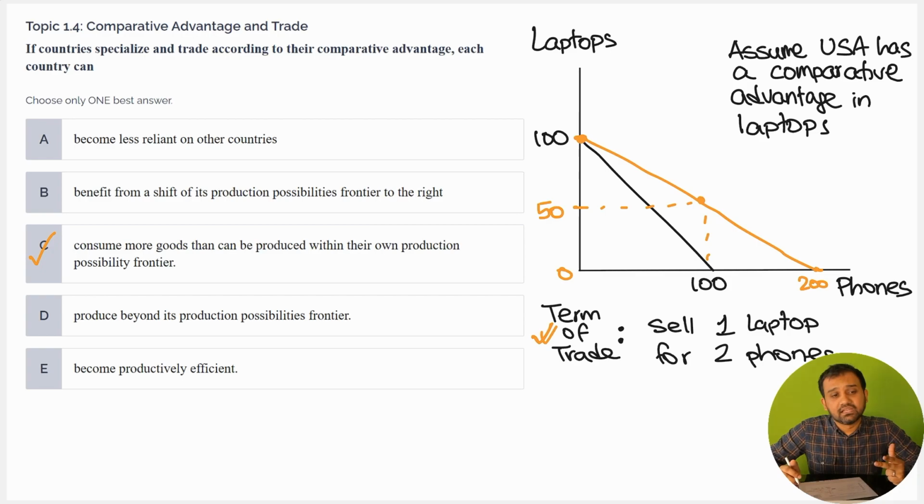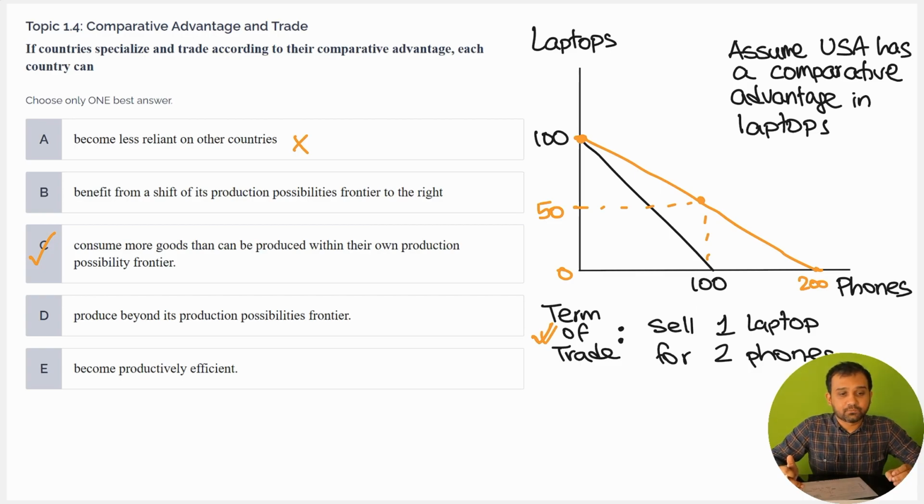First, specialization trade makes a country less reliant on other countries. That is not true, because by specializing and trading, you are reliant on buying things from other countries and also reliant on them buying from you. So that would not be the correct answer.